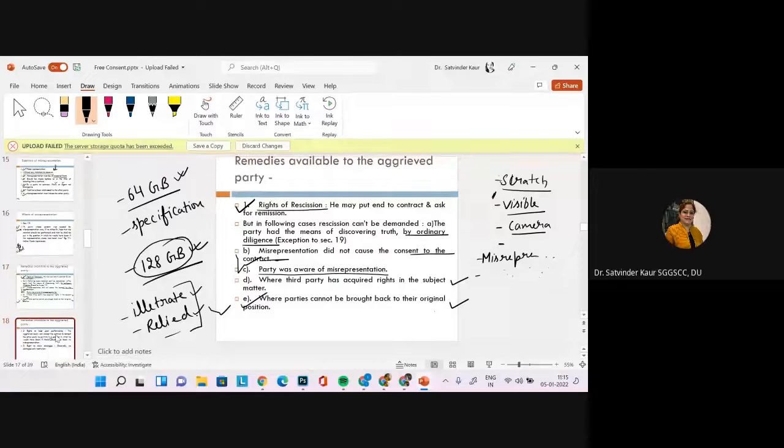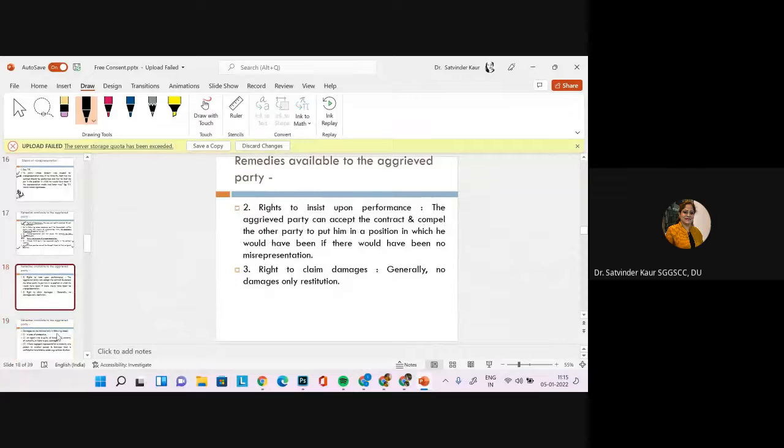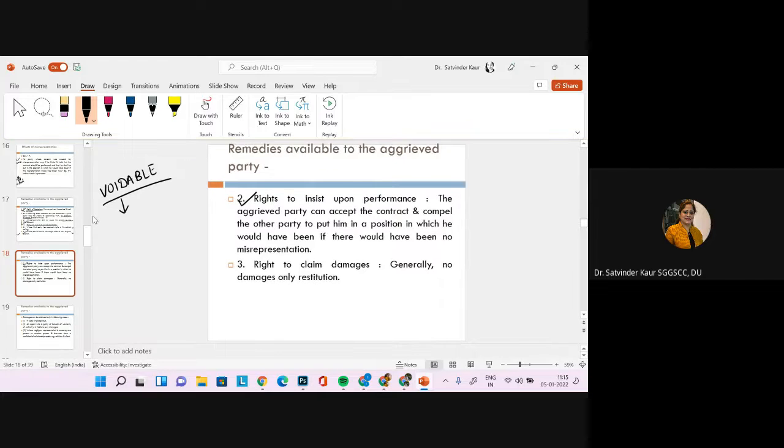Yes, ma'am. Okay. Then there is another option available, the right to insist upon performance. So we have a voidable contract: either we can set it aside or we can perform. But in case of coercion and undue influence, we have to perform as it is. But where misrepresentation and fraud come in, there we can insist upon the performance on the basis that the fraud, misrepresentation or statement made would have been true.